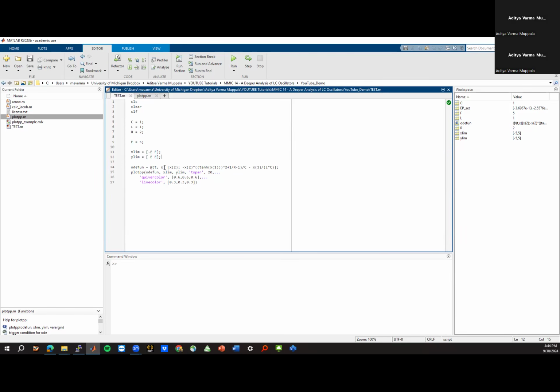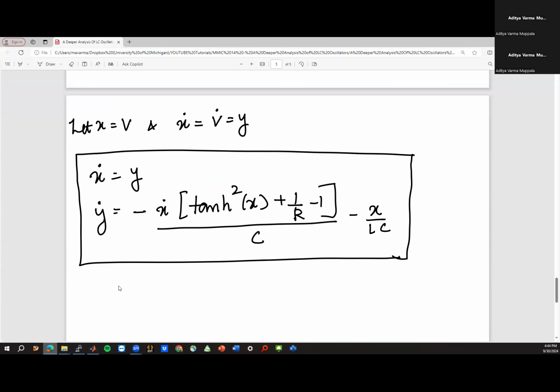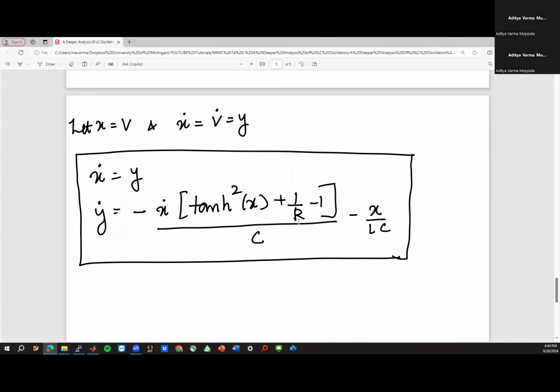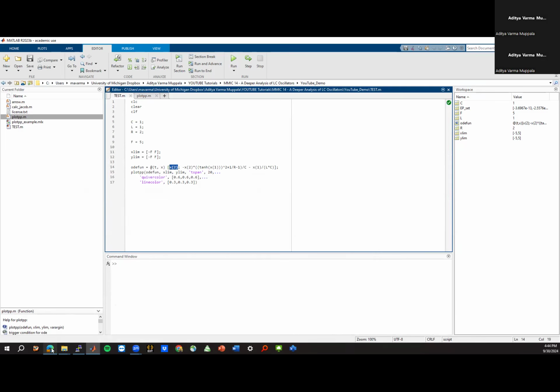And here I have the expression from the notes. You have x dot equal to y. So x and y here are x of 1 and x of 2 in the vector x, so x of 2 is y. And that's what I have here. The second equation is exactly the same as what I have here, right? So you put in these equations, and then all you want to do is plot the phase portrait.